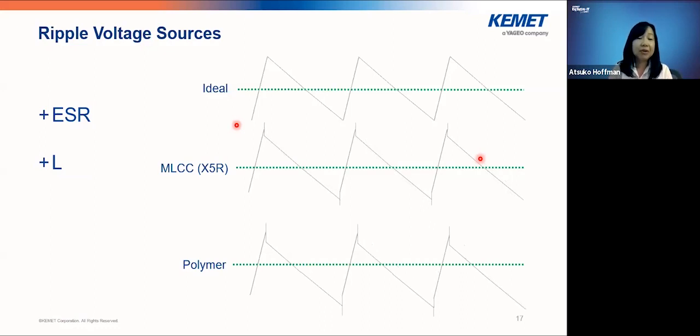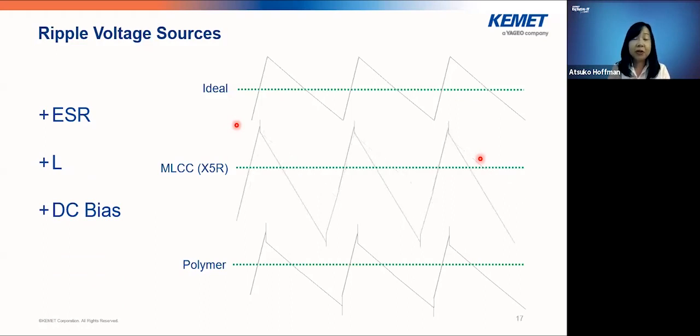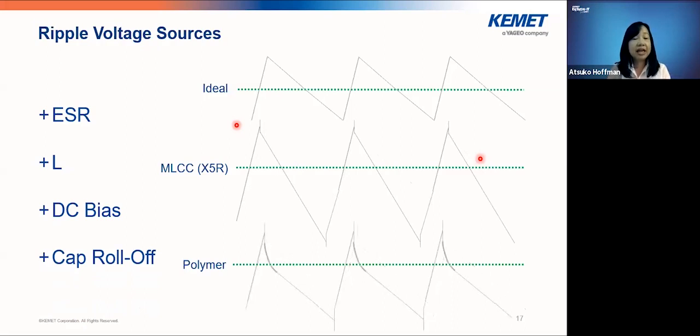And for MLCC class 2 capacitors such as X5R and X7R, there's a DC bias effect, so it affects the ripple voltage waveform further. And for tantalum polymer capacitors, there's a cap roll-off effect. Capacitance gets smaller, losing capacitance especially at very, very high frequency operation, and it affects the ripple voltage waveform as well.